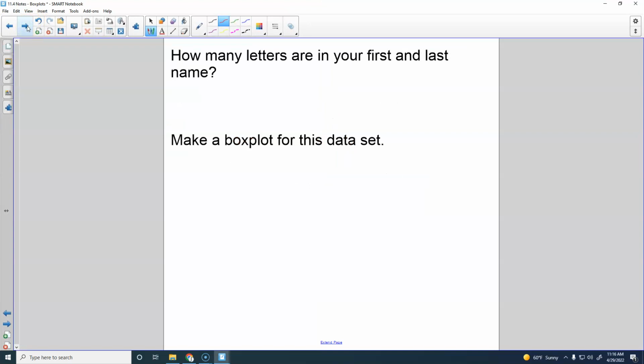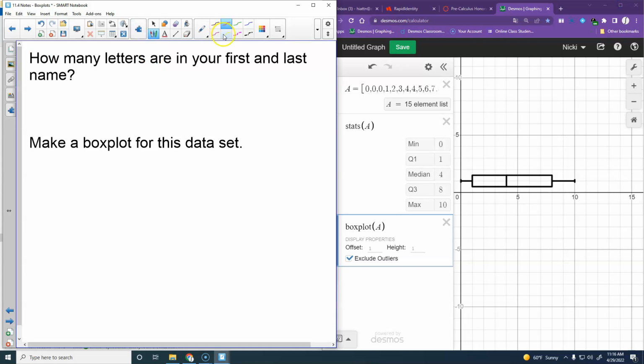So, I need to know how many letters are in your first and last name. So, go with your legal name. Count first and last name. I have 7 and 5. So, first and last name. Count how many letters are in your first and last name. Combined. Combine them together.